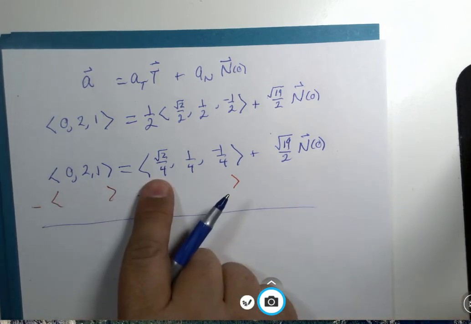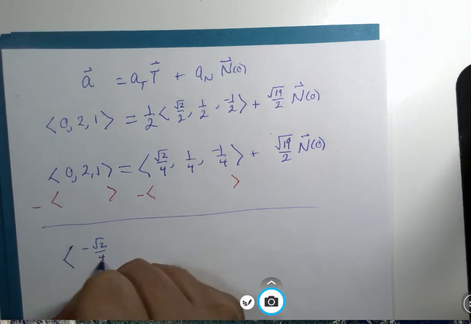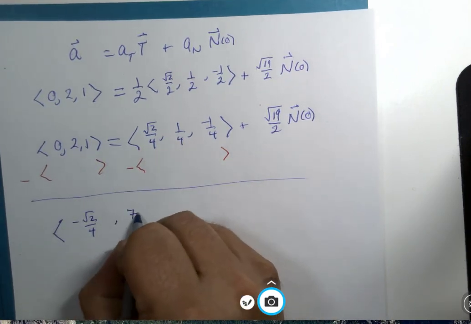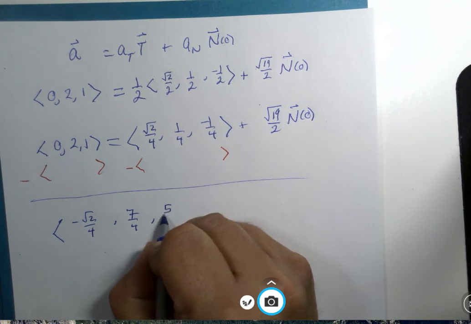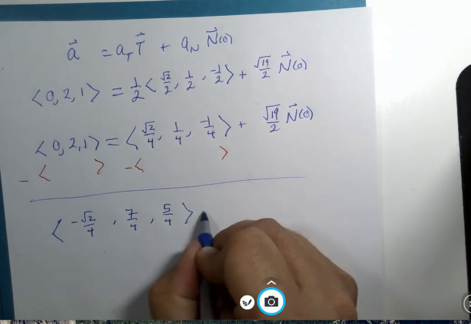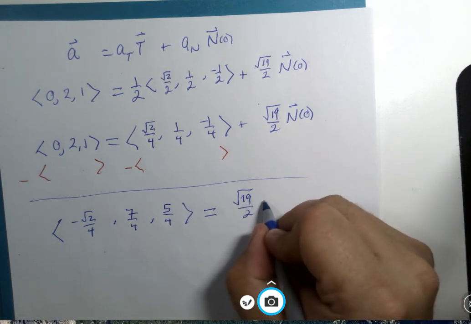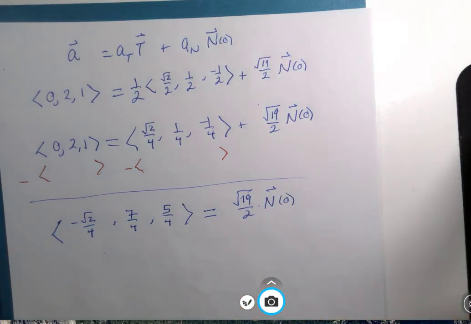So 0 minus this value here is going to be, first component, negative root 2 divided by 4. 2 minus 1/4 will be 7/4, and 1 minus a negative 1/4 is going to be the same as adding 1/4, which would be 5/4, and that will be equal to root 19 divided by 2 multiplied by the unknown principal unit normal vector at t equals 0. We're so close.